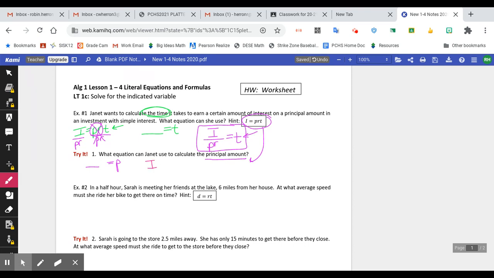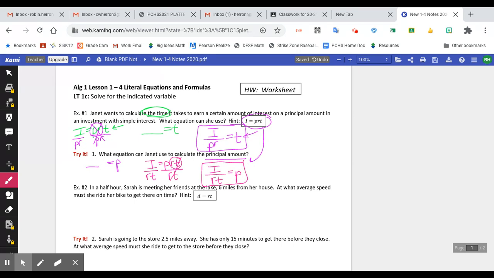Okay, so if you've unpaused, you should have I equals PRT. We're solving for P, which means I need to get rid of R and T. So again, all being multiplied means I'm going to do the opposite and divide. Those are gone, and I have I divided by RT equals P. And there would be your answer.